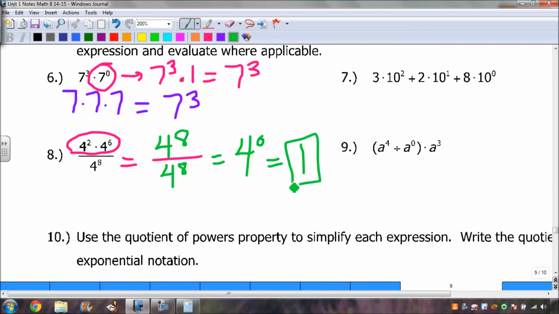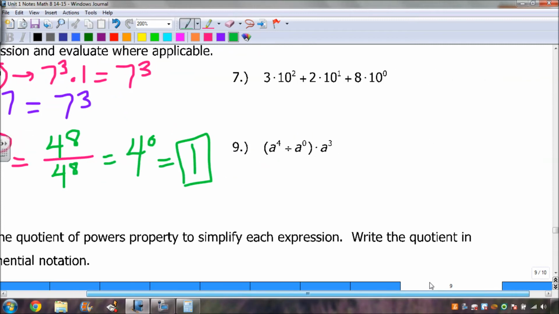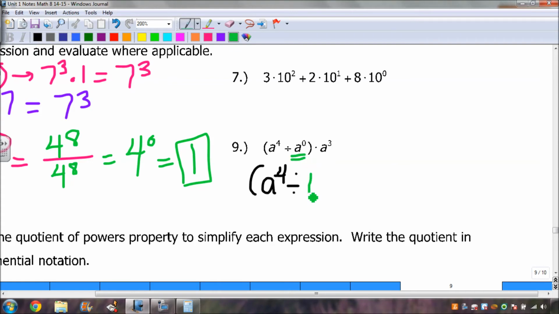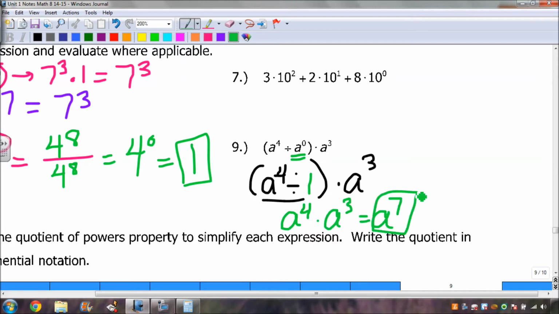All right? And then number 9 says a to the 4th power divided by a to the 0th power, multiplied by a to the 3rd power. Okay? So I'm going to rewrite this in a slightly different way. A to the 4th power divided by 1, because anything raised to the 0th power is always 1. And then I'm going to copy the rest of the problem down, times a to the 3rd. Now, anything divided by 1 is itself. So I end up getting a to the 4th power times a to the 3rd power, which is a to the 7th power. That's one way to think about it.